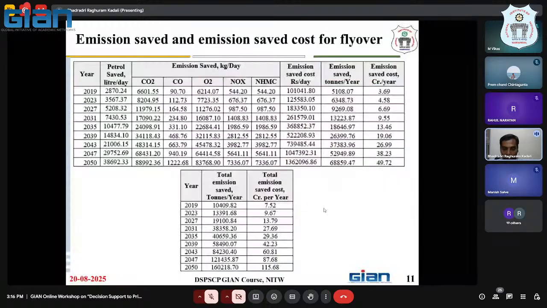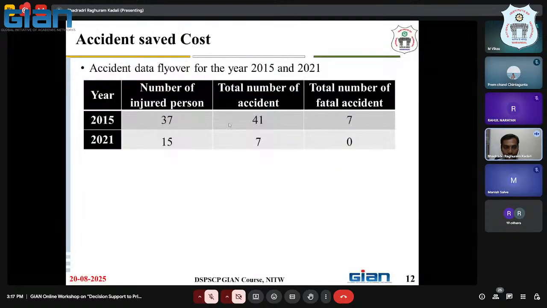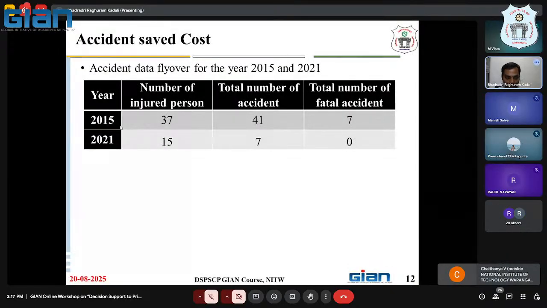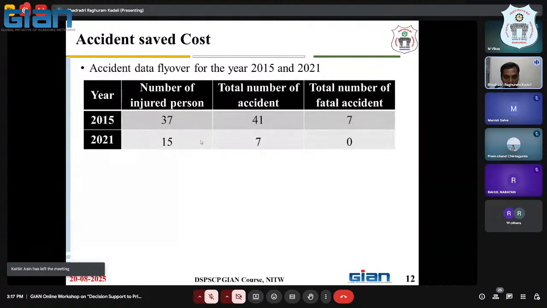So that is the way we estimated the total emission saved cost. Then we also did the accident saved cost. That is the number of persons injured in 2015. It is expected that there was no flyover in 2015, and in 2021 the flyover is already in operation. Then the total number of accidents, like these are injury cases and these are accident cases, so there is a kind of differentiation in these numbers.